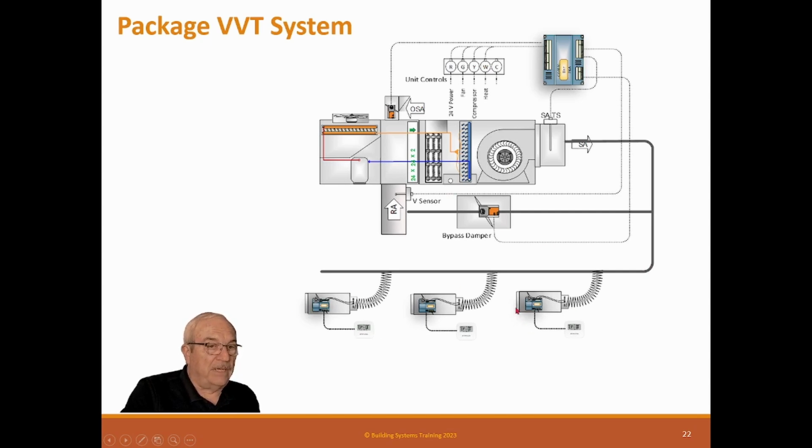Now you can put reheat coils on or strip heaters on these boxes so that any single zone could actually reheat. You could do that. Never seen one, but you could do that. You also have heating in the unit, so basically you get hot air down here during heating mode, during cooling mode. So that's a package VVT system.